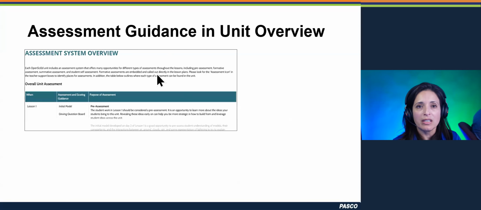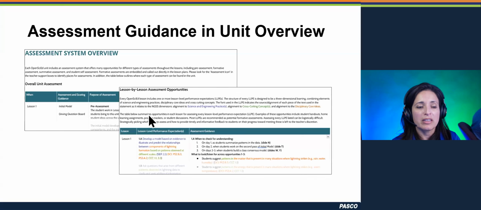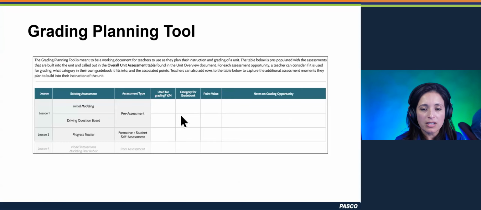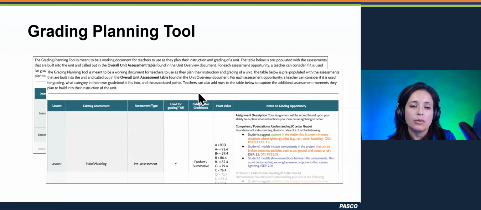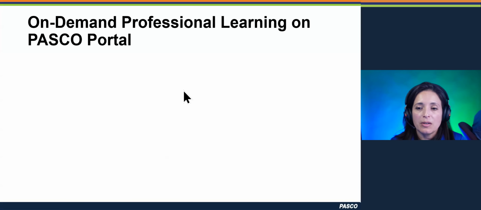So the unit overview document has a whole bunch of assessments from formative to summative, and that unit document I showed previously gives you an idea of what they're like throughout the entire unit, and even goes into lesson by lesson detail. There's also a grading planning tool that you can fill out. Here's an example of one filled out for the whole unit, and you can decide how the points should be distributed throughout the unit.